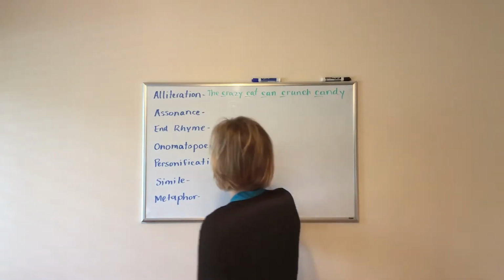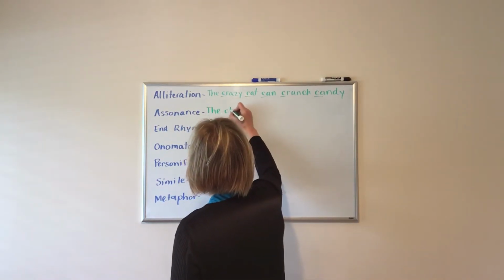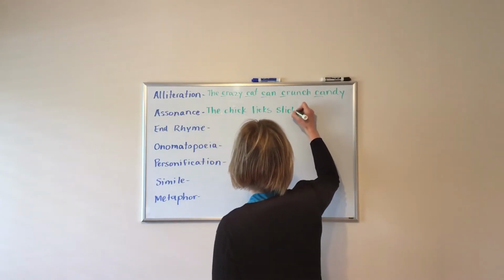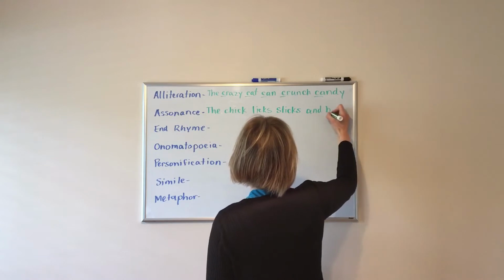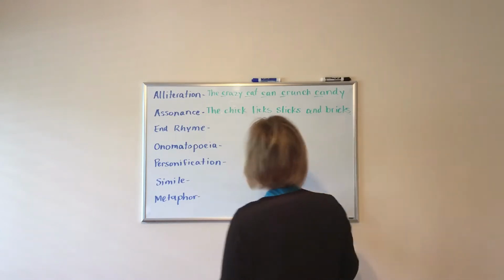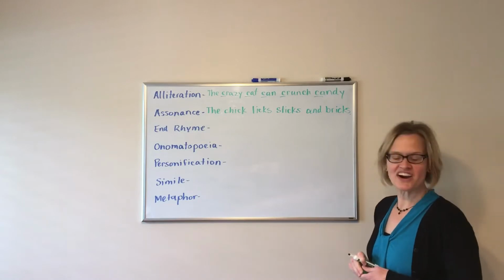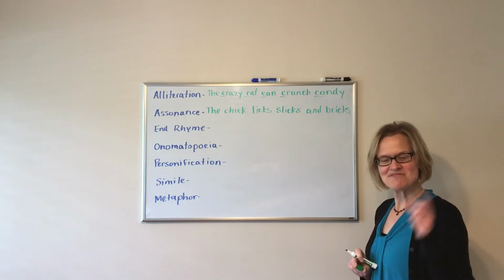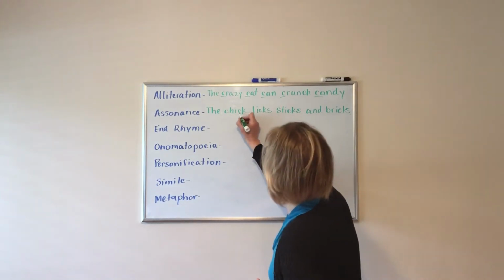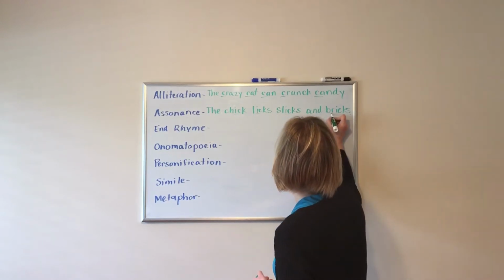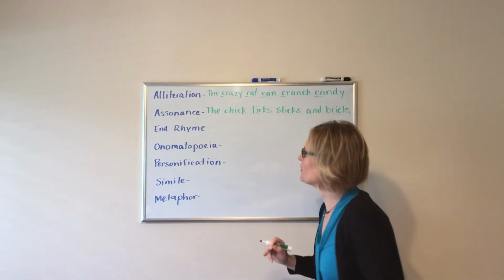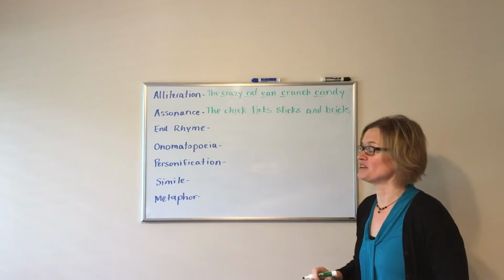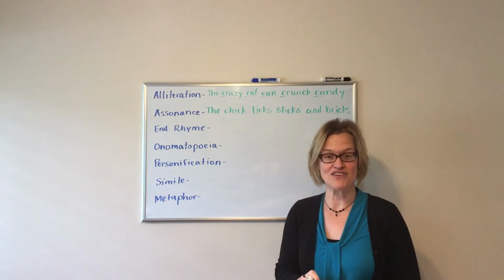Mine, I put down, the chick licks sticks and bricks. So what is the assonance that you hear in here? What is the vowel sound that is common throughout this line? You're right, it's the I sound. The chick licks sticks and bricks. So make sure when you write yours on the next line underneath, you are also going to either circle, underline, or highlight your vowel sound.